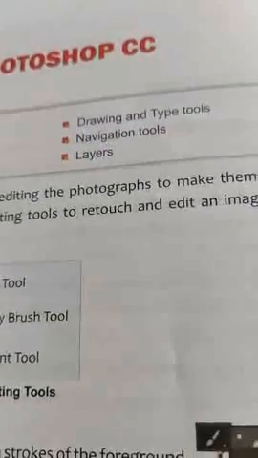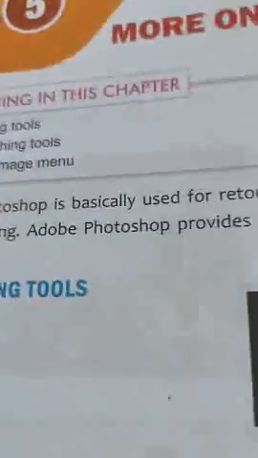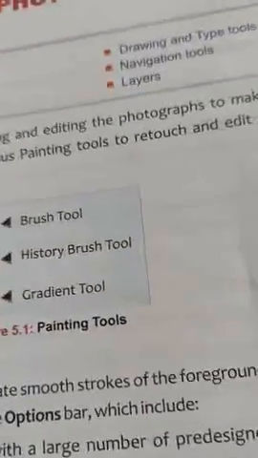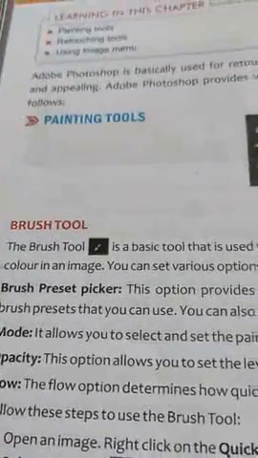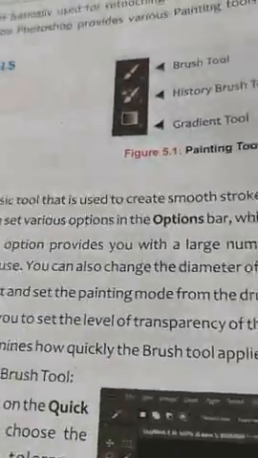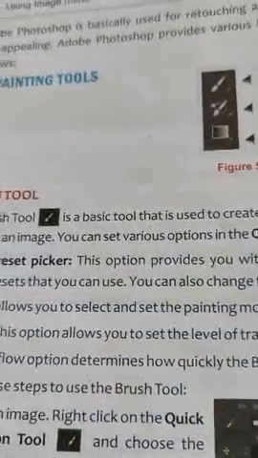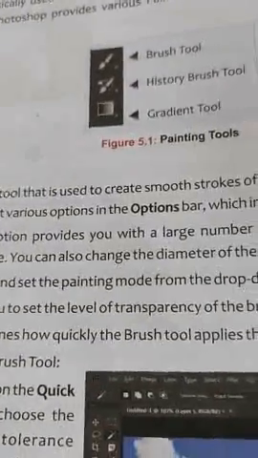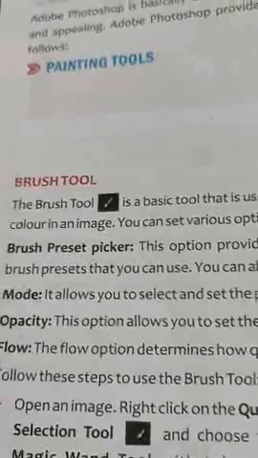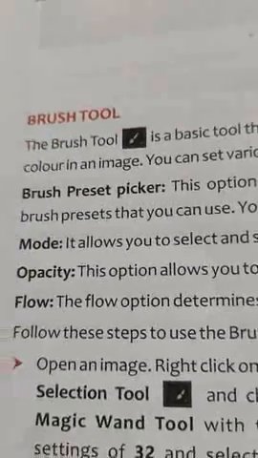Adobe Photoshop provides various painting tools to retouch and edit an image, which are as follows. जैसे पेंटिंग टूल्स में ब्रश टूल्स, हिस्ट्री ब्रश टूल्स, ग्रेडियंट टूल्स, these are the various tools. Brush tool. Brush tool is the basic tool used to create smooth strokes of foreground color in an image. You can set various options in the option bar, which include brush preset picker, mode, opacity, flow.